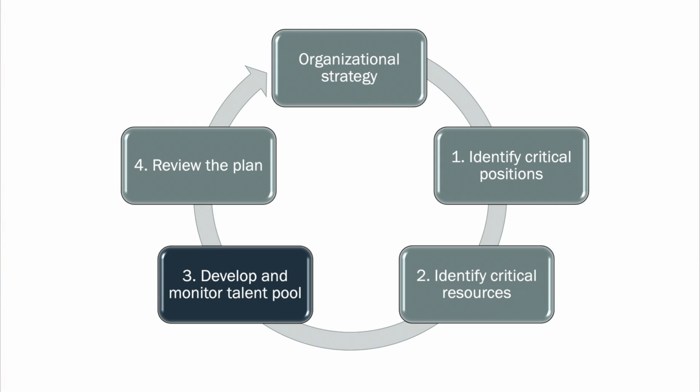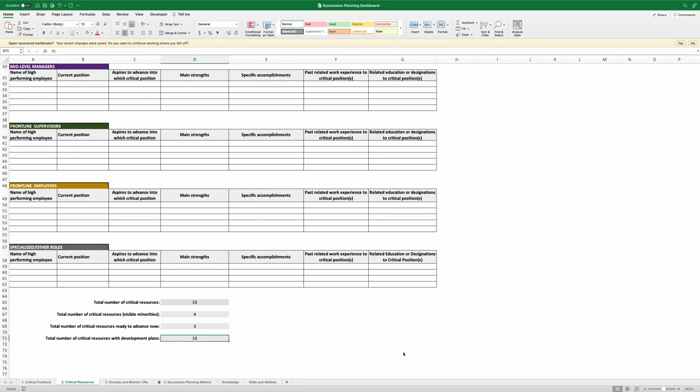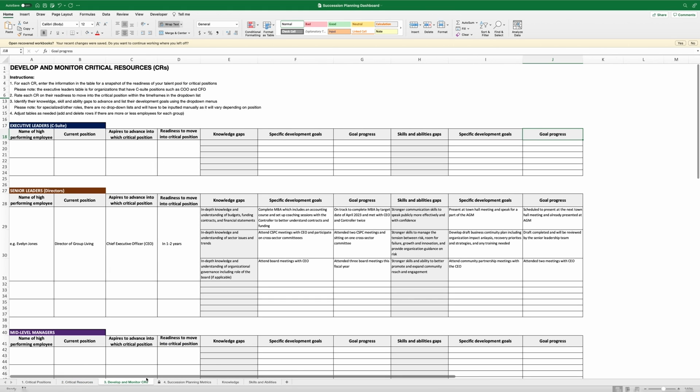Step 3. Develop and monitor talent pool. After identifying your critical resources, it is important to develop and monitor the talent pool. Please go to the third Excel worksheet, Develop and Monitor CRs. It includes 5 tables by leadership level so that you can easily see the following for each CR: readiness to move into the desired critical position, knowledge, skill, and ability or KSA gaps to move into the critical role, developmental goals to reduce or eliminate the KSA gaps, and progress on meeting the developmental goals.